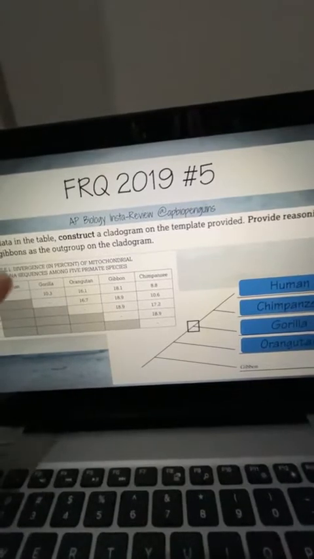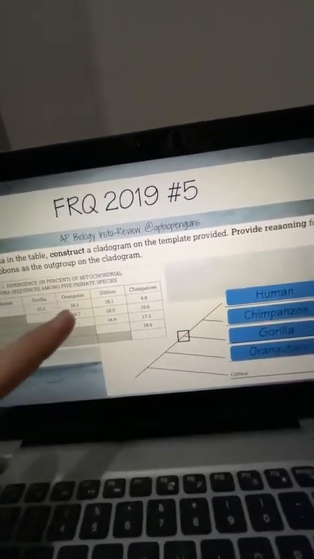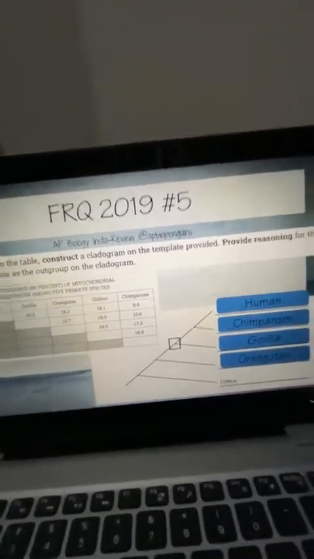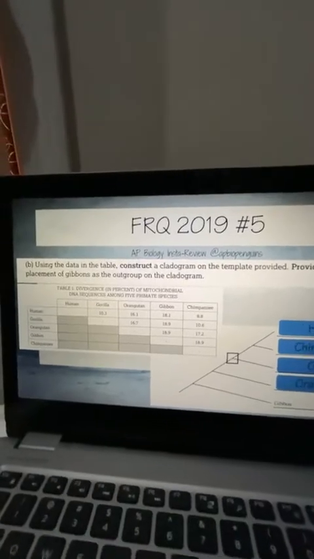Then we went to 10.3 with the gorilla. And then we went to 16.1 with the orangutan, and then we went to 18.1 with our gibbon, okay? So, they said provide reasoning for the placement of the gibbon, okay?